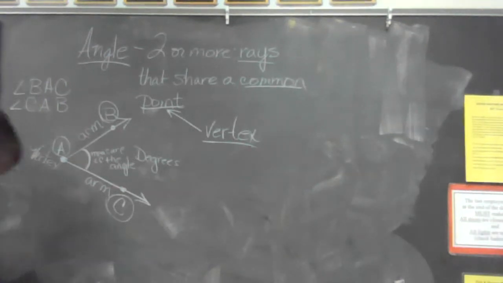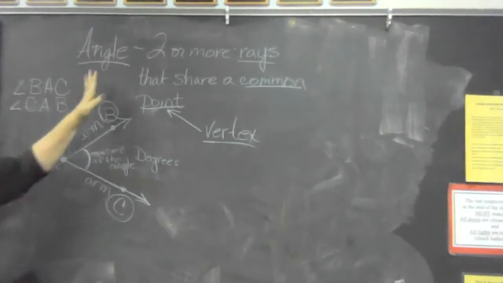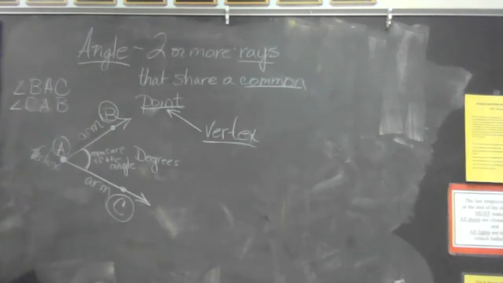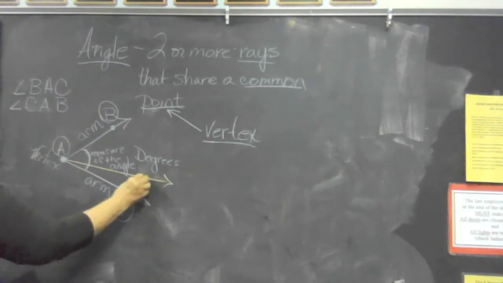Now let's go ahead. Up here in the definition of angle, it says 2 or more rays. What if we put this ray here, and it's D?